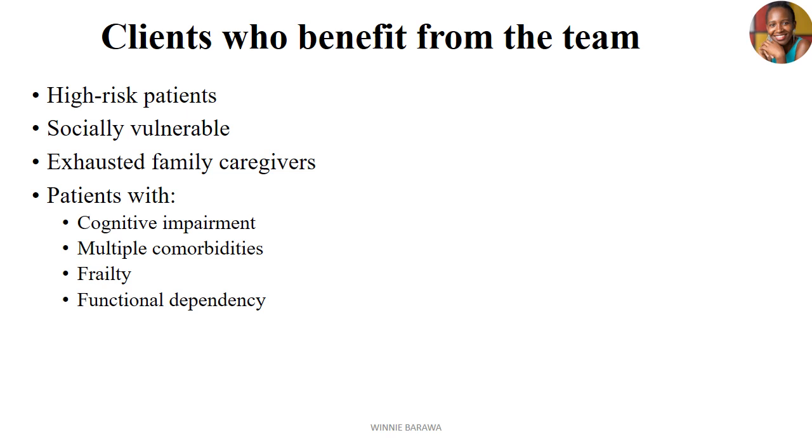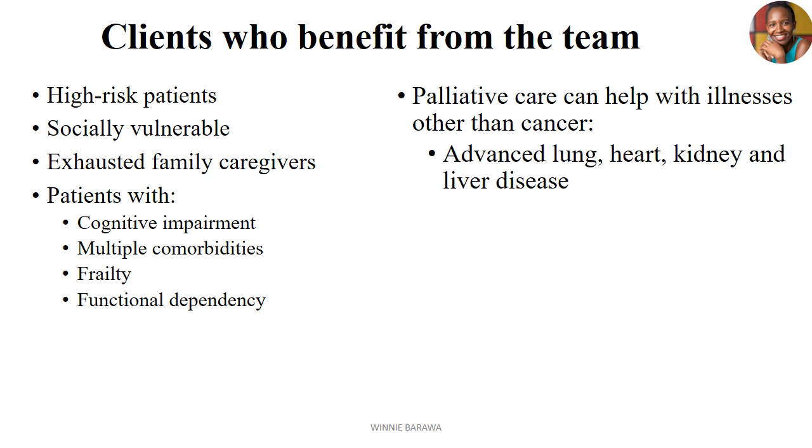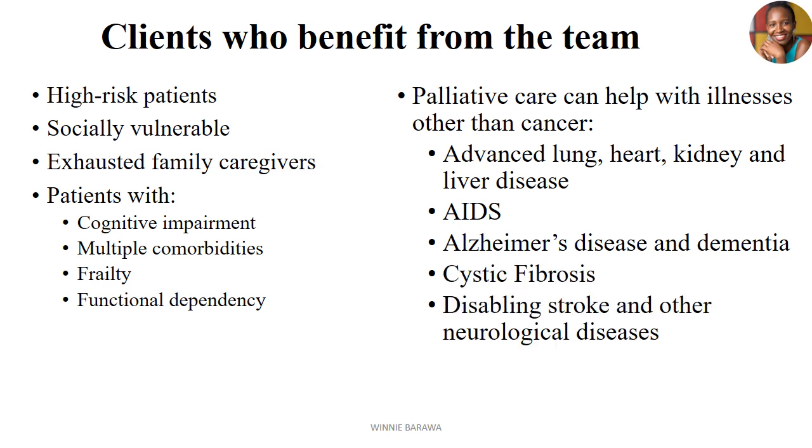So when you're developing the palliative care team, of course, there's a patient that you're going to work with, but which patients actually benefit from these palliative care teams? You can work with high-risk patients. These are patients suffering from high-risk illnesses that are prone to complications and can lead to death. Then you have socially vulnerable persons, exhausted family caregivers, and patients who have cognitive impairment, multiple comorbidities, frailty, or functional dependency. Other clients who can benefit are those who have cancer, such as advanced lung cancer, and heart, kidney, or even liver diseases. You can also work with patients who have AIDS, Alzheimer's disease and dementia, cystic fibrosis, and disabling stroke and other neurological disorders. So these are several clients who can qualify to be placed in palliative care.